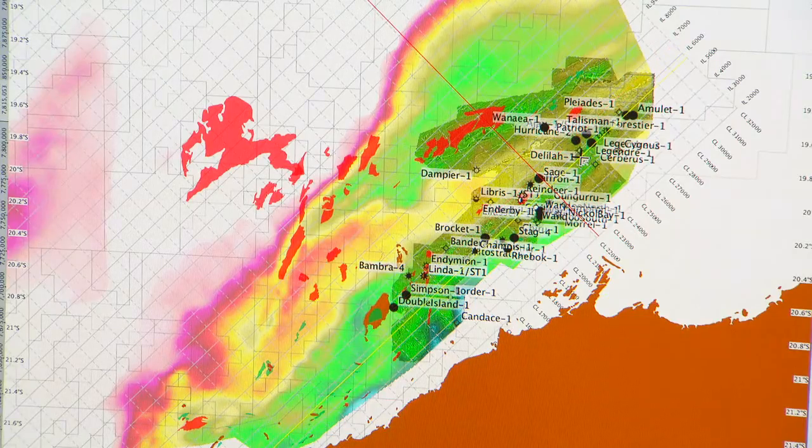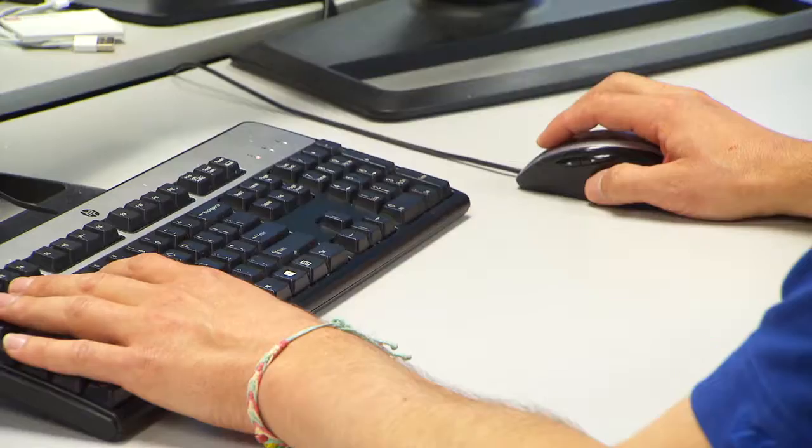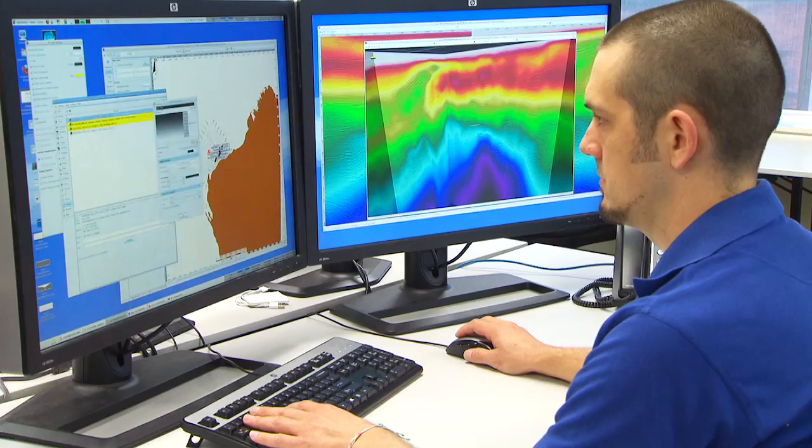This is the Monodon multi-client dataset. It covers 15,000 square kilometres and was migrated using Kirchhoff TTI pre-stack depth migration. It used to take a couple of months to migrate. We can now migrate it in a day or 2.